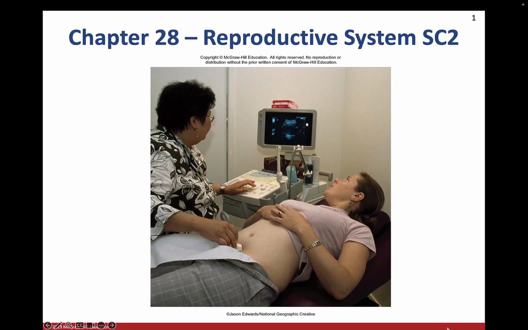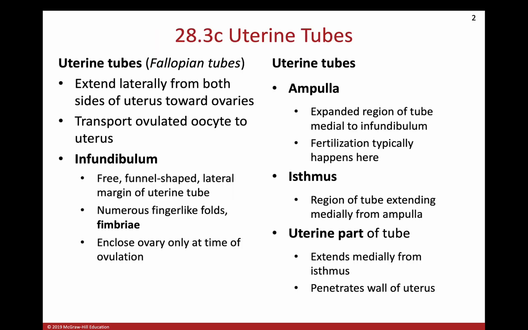Chapter 28, the Reproductive System, Screencast 2. This screencast will be focusing on the following structures of the female reproductive system: the uterine tube, the uterus, the vagina, and also focusing on the uterine cycle. And the last slides will be integrating the uterine cycle also with the ovarian cycle and all female reproductive hormones.